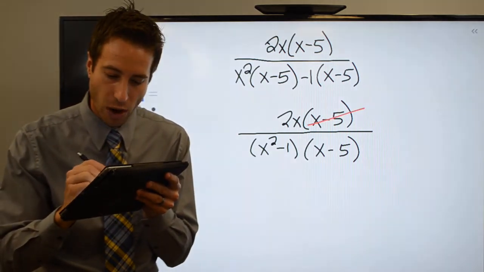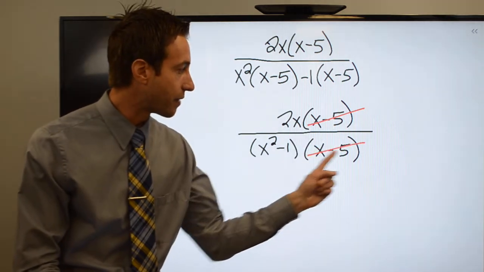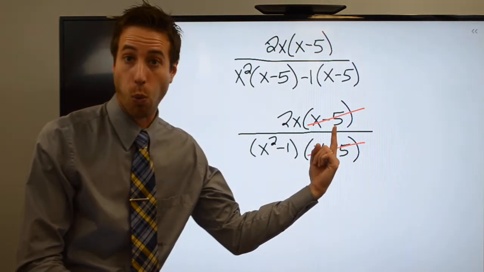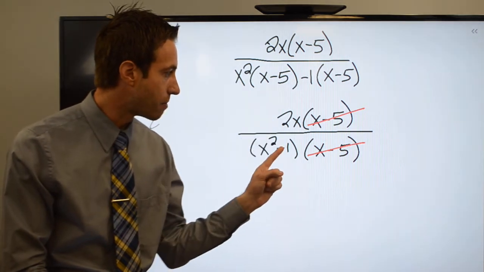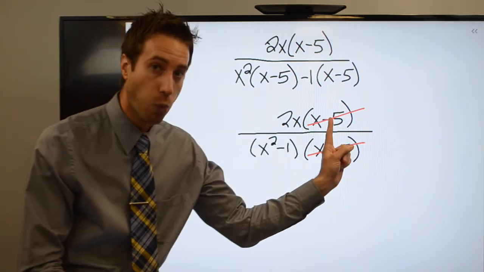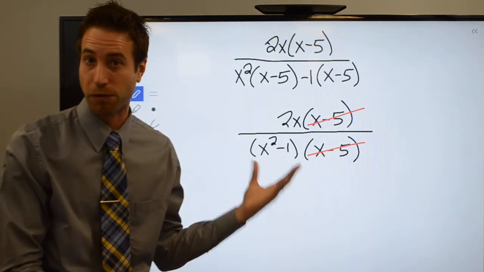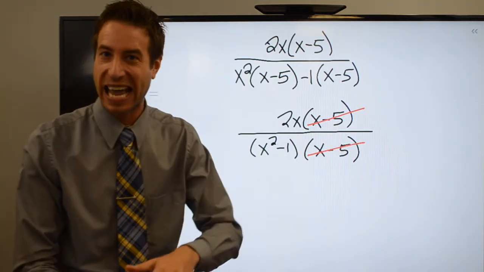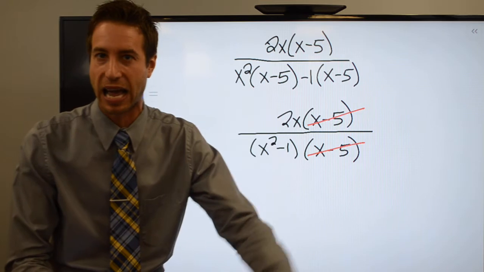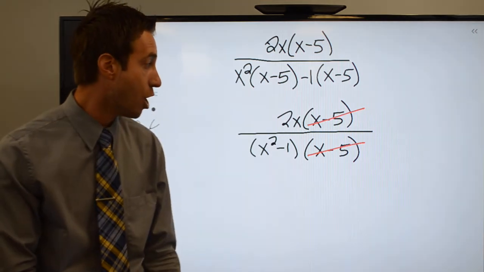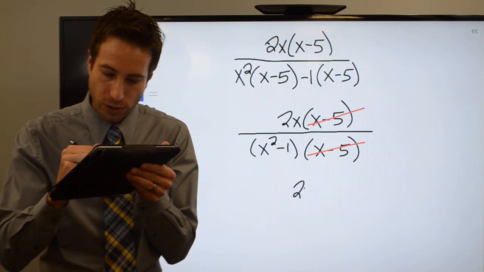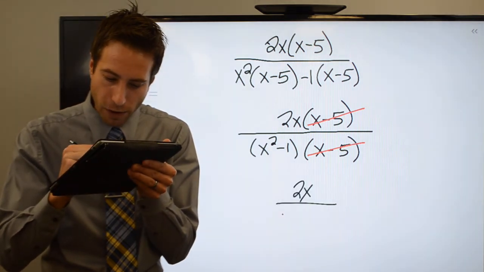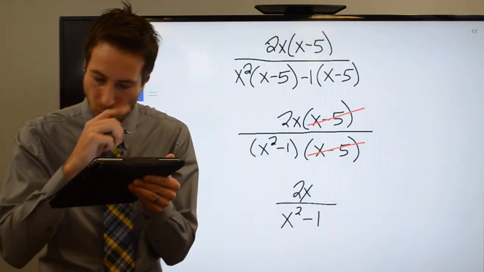Remember, actually, x minus 5 divided by x minus 5 is just a 1, and 2x divided by x squared minus 1 times 1 is itself, all right? So we're going to go ahead and say that they cancel, but remember what's actually happening as far as the algebra goes. So anyway, what I'm left with is my simplified form, 2x over x squared minus 1.